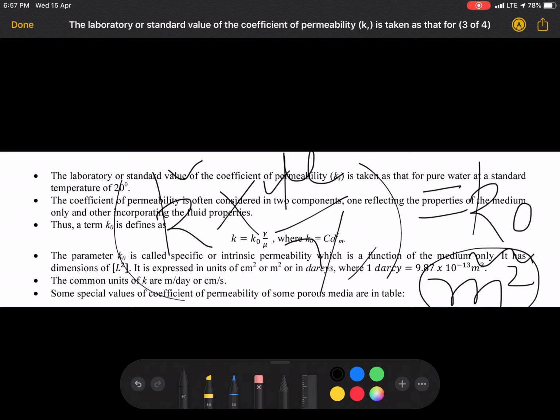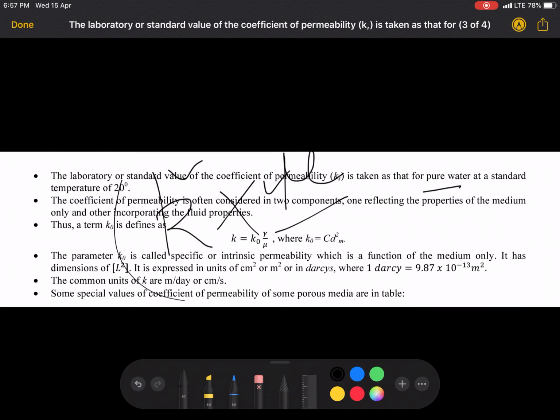Okay, so what is the beauty of this K naught? The beauty of K naught is it is independent of the medium and the fluid. This is dependent on C into dm square, as you can see here. This is dependent on C and d. Mu and gamma were what? Mu was the dynamic viscosity, and gamma was the unit weight. So it is independent of the fluid flowing, it is only depending on the medium. So the analysis has now become simplified by using K naught. K naught is not a real quantity, it is a fictitious quantity.